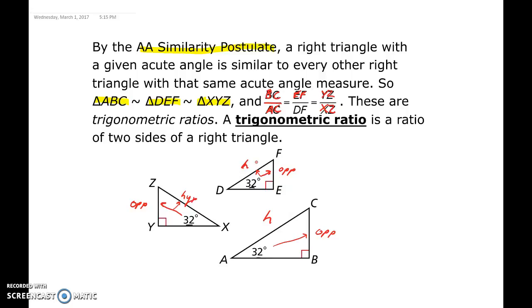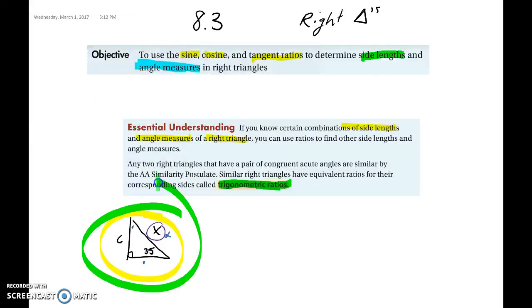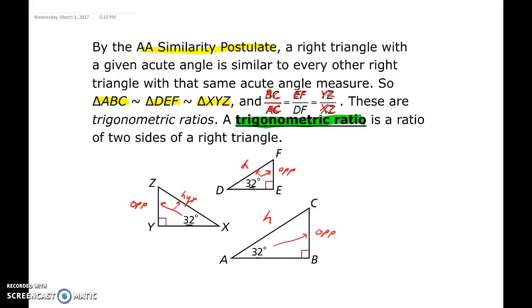So when we have right triangles, they will always be similar if they have the same angle measurement. Regardless of their size, they will always come back to the same ratio. These ratios that are formed are called our trigonometric ratios, and we're able to use them to solve problems that we once could not do. Now let's go through the different types of trigonometric ratios and how we will solve for this.